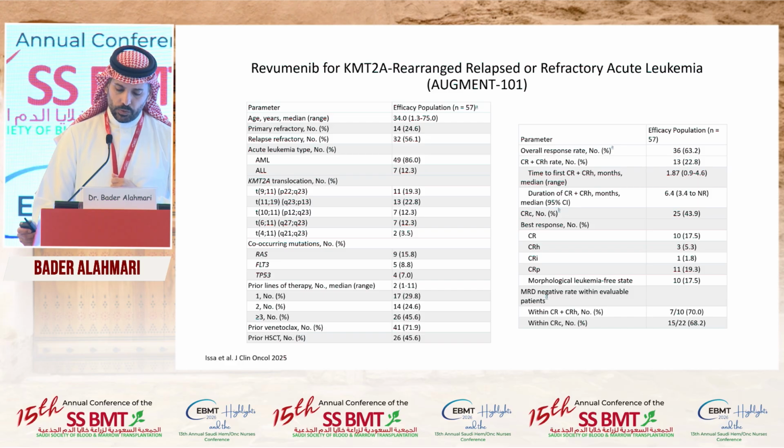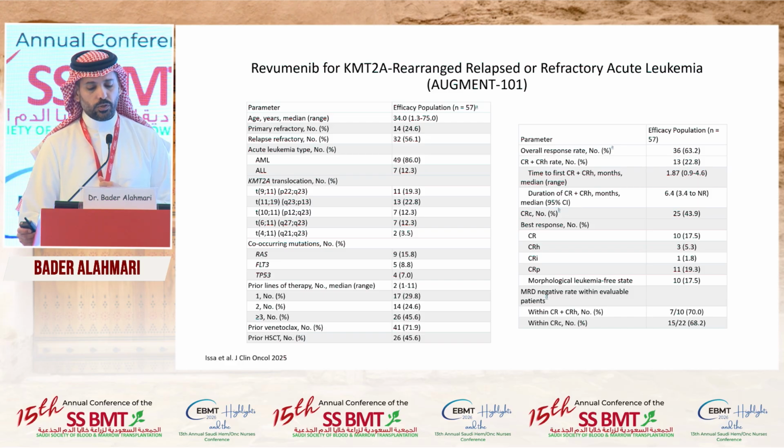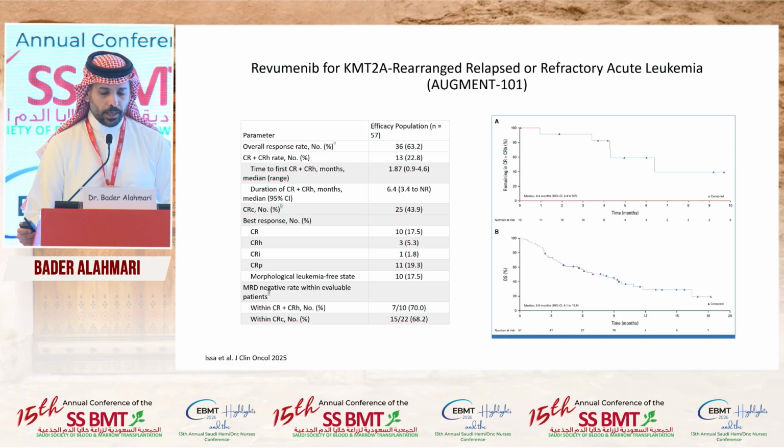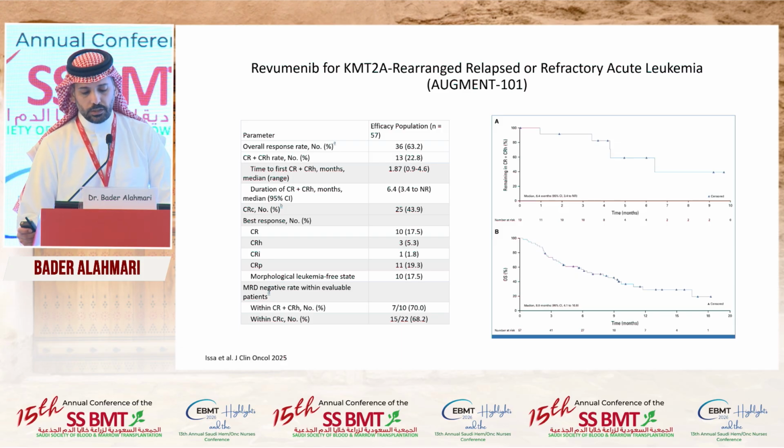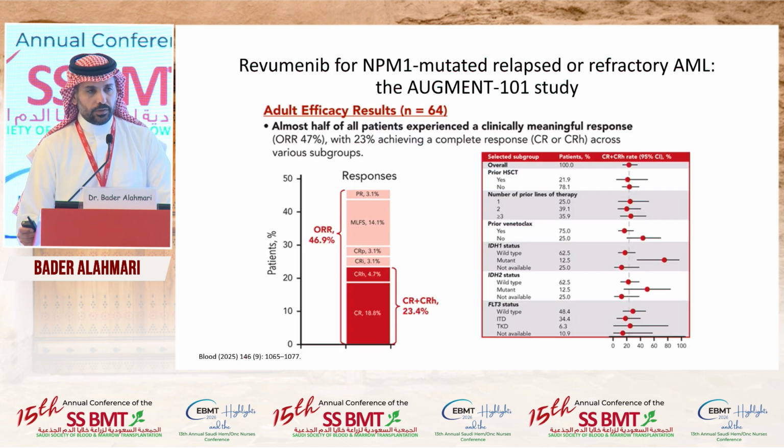We'll talk about median duration of CR/CRh, which was 6.4 months. And there was some MRD negativity. Around 70% of patients achieved MRD negativity. Looking into the median duration of response, as I mentioned, 6.4 months, and median overall survival, 8 months. Not great numbers, but for KMT2 rearranged leukemia in a heavily pretreated population, it indicates that there is some signal that this is a treatment that can work for this heavily pretreated population.